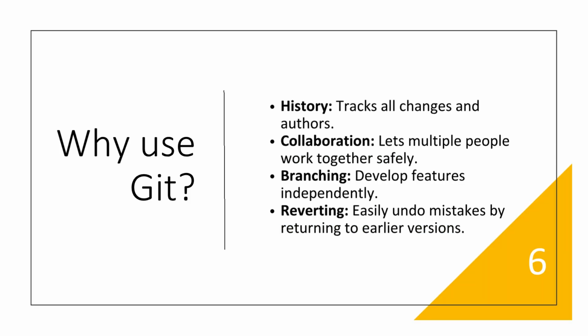And why is it so vital? Well, it tracks history, who changed what, when. It lets people collaborate without accidentally overwriting each other's stuff. Plus, you can create these independent branches for new features, which is huge for trying things out. And yeah, easily reverting mistakes is a lifesaver.